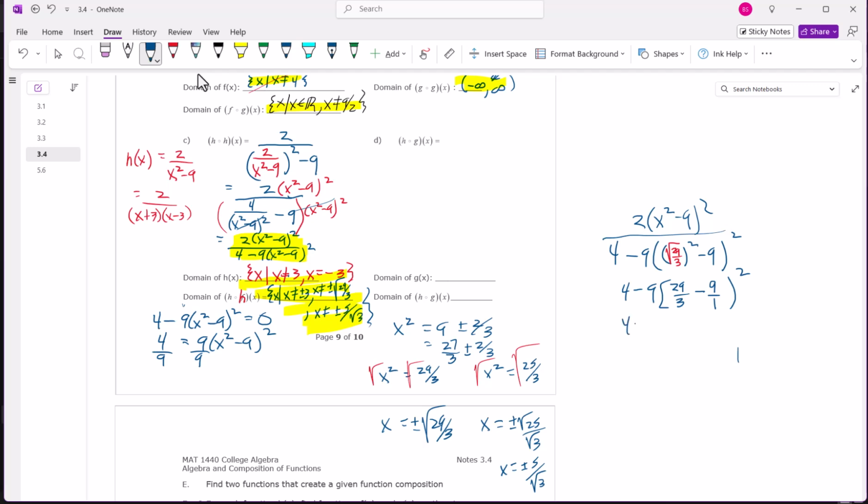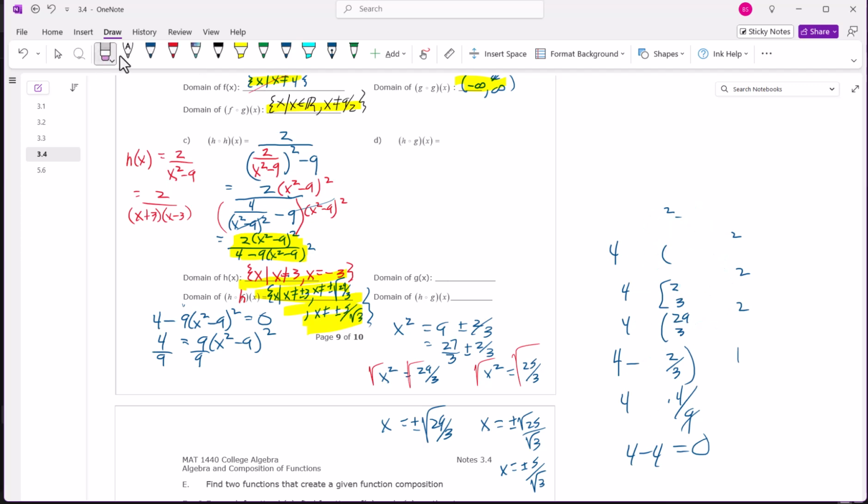So if we get a common denominator, we'd have 4 minus 9 over 2/3 squared. So that would be 4 minus 9 times (2/3) squared. So that's 4 minus 9 times 4/9. Look what happens. You get 0. You get a 0 denominator. So that's why you have to throw that out. So you've got plus or minus 3, plus or minus root 29 over 3, and plus or minus 5 over root 3 all have to be thrown out of your domain. That one's a little weird.